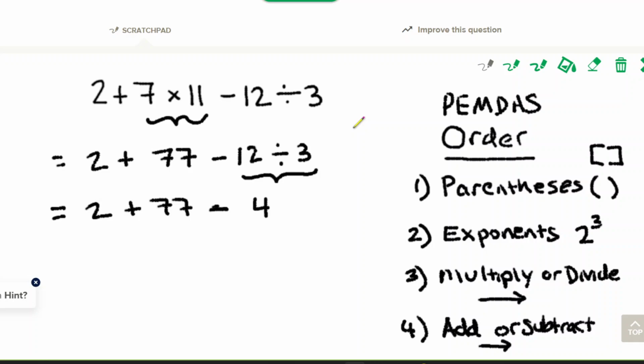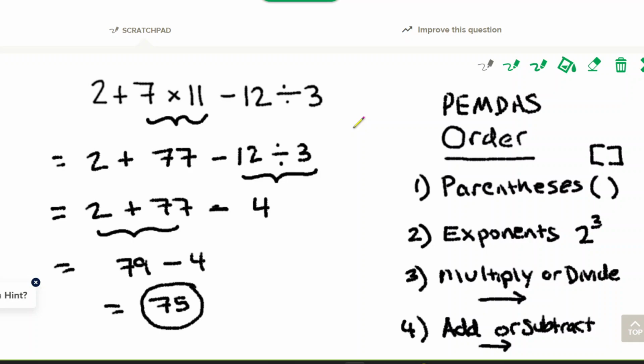And now I'm done with the multiplication and division from left to right. Then we do addition and subtraction, finally, from left to right. So the first addition I see going from left to right is the 2 plus 77, which would be 79. And then the very final operation would be the subtraction, right? 79 minus 4 is 75. So the value of this expression after performing all the operations in the correct order is 75.